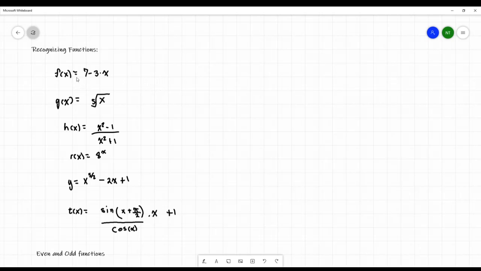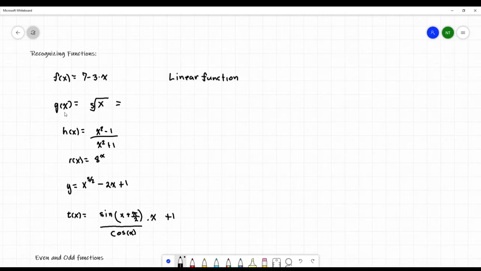Okay, so first question, f of x is equal to 7 minus 3x. What kind of function is it? This is a linear function, okay? Let me just write it down, linear function. Okay guys, so here we have g of x is equal to x to the root of 5. This can be written as x to the power of 1 over 5. And this is a power function because it's x to the power of something.